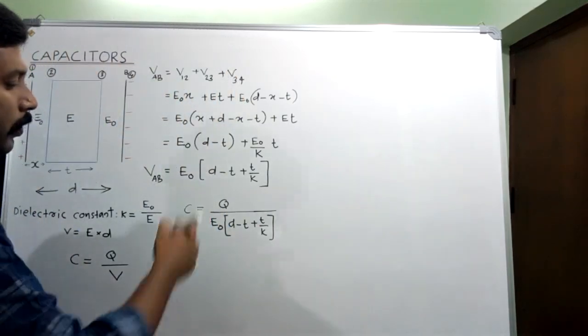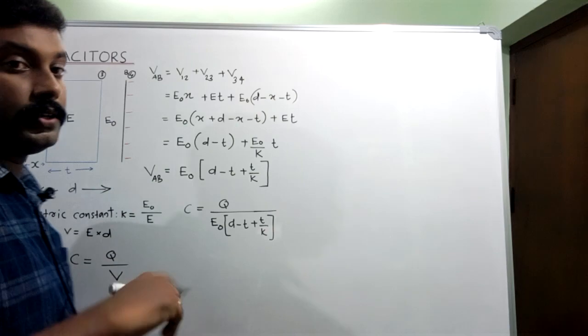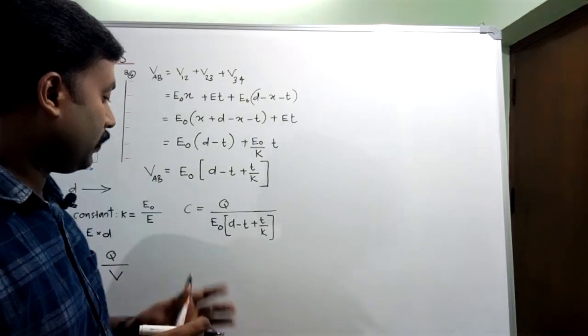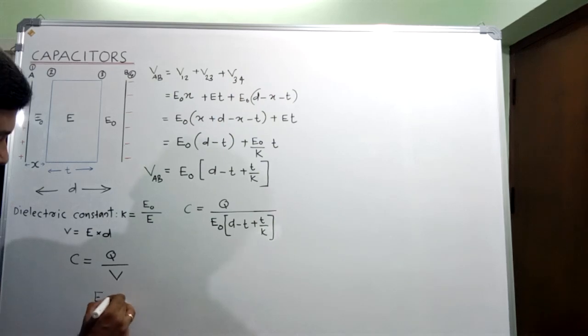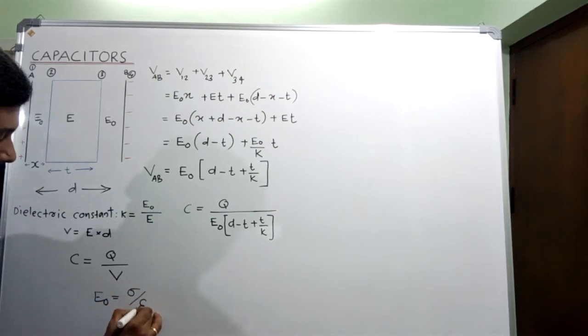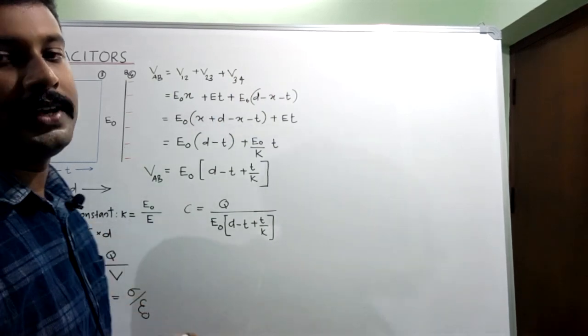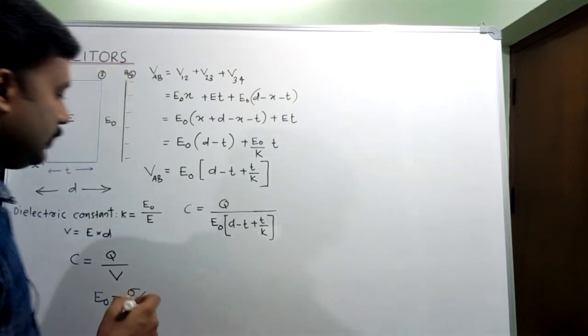Now, what is the electric field between the two plates of a capacitor, E0? We have electric field E0 is equal to sigma divided by epsilon 0. What is sigma? Sigma is the surface charge density.